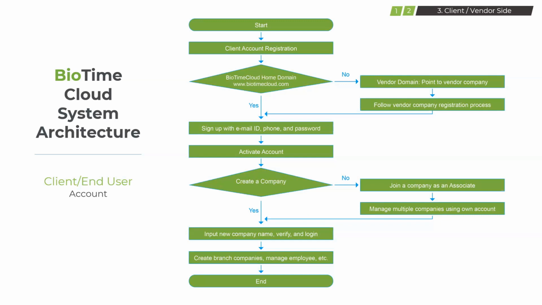If you don't want to use the client or end user account, you're going to do a vendor registration. So you have to point to the vendor domain. That means each vendor will have their own company vendor domain. The end customers will have to register under them. Then automatically those vendor companies will become the main vendor. We'll show you all the steps in the next slides, the detailed workflow, from where we have to start and where is the end. So this is the system architecture for client and user account.